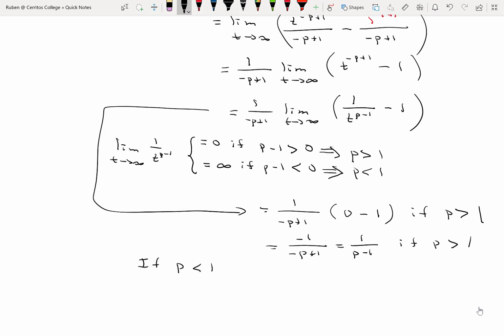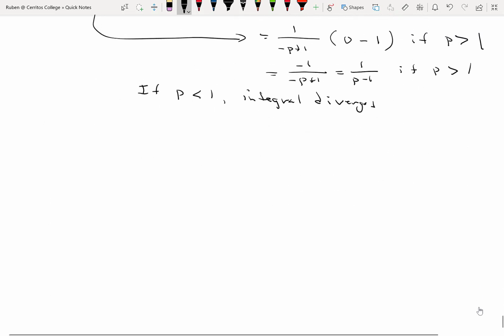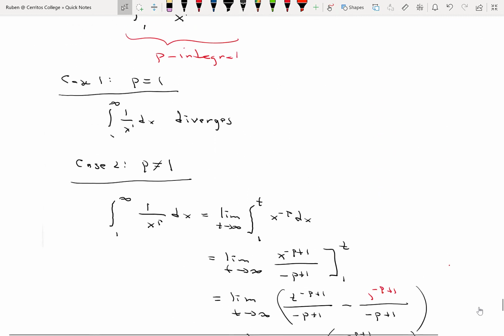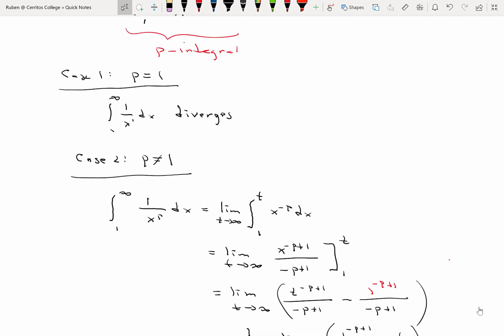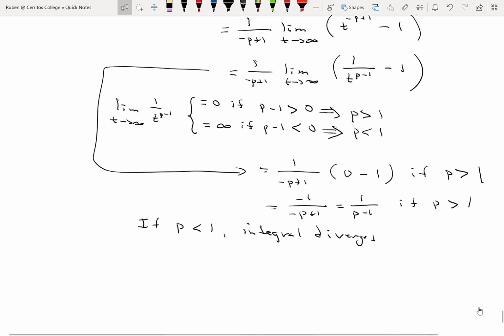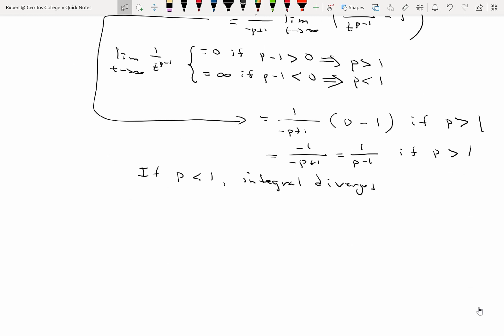If p is less than 1, that limit portion of the integral will diverge. If p is less than 1, the 1 over t to the p minus 1 approaches infinity. And that tells us then the integral will diverge. So, to summarize, we already determined in the very brief case p equals 1 that the integral diverges. So if p equals 1, the integral diverges.